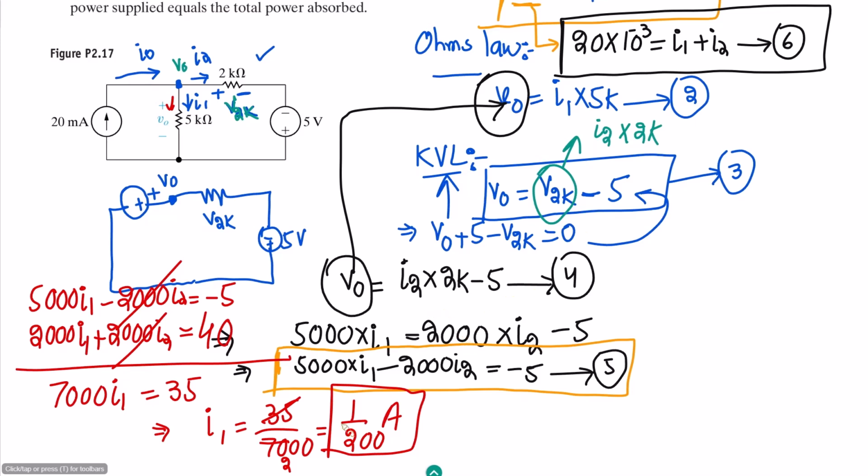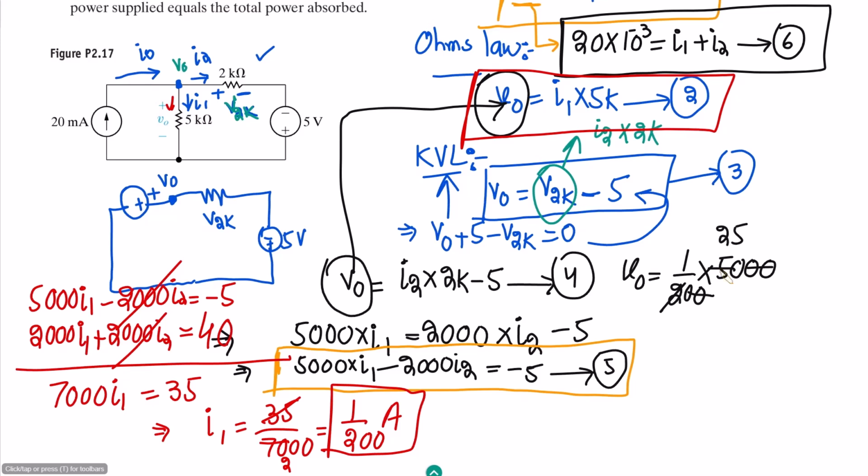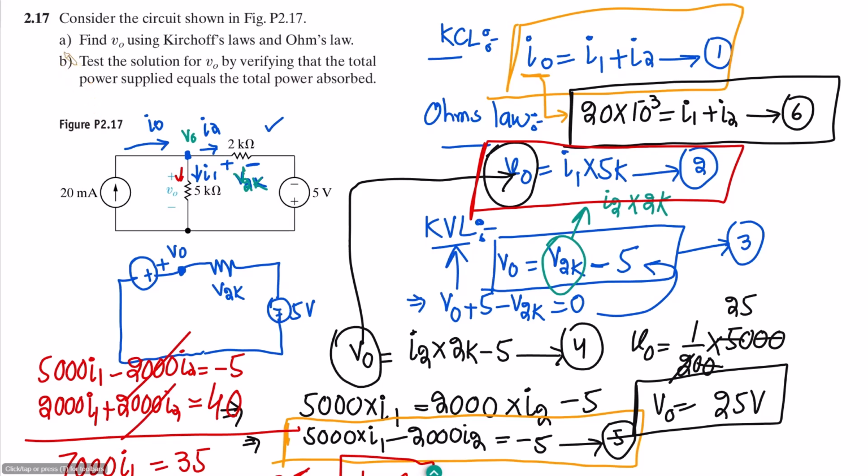Now in order to find the value of V naught, we have equation number 2. Let me use equation number 2. The value of V naught will be equal to the value of I1, which is 1 over 200, multiplied by 5000. These two will cancel out and ultimately the answer is 25 volts, which is the value of V naught, and that is the solution of part A of our question. In this part we have seen how to find the value of V naught using Kirchhoff's laws and Ohm's law.